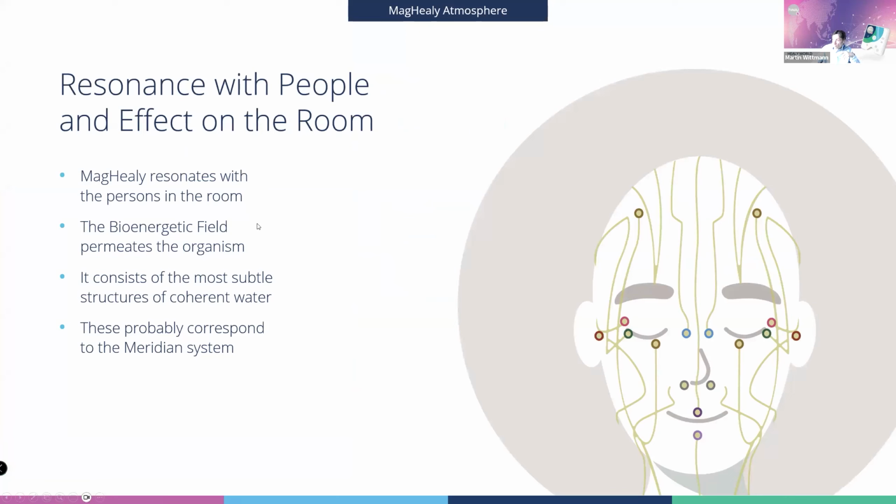So McHealy resonates with the person in the room, and the bioenergetic field permeates the organism. So it consists of the most subtle structures of coherent water. And that's also something that Marcus often mentions, and that's the term coherent water. So that's what we want at the end of the day. We want that our water, the whole body water, is coherent. And those coherent water structures also usually are corresponding to the meridian system. So all those things are actually connected.